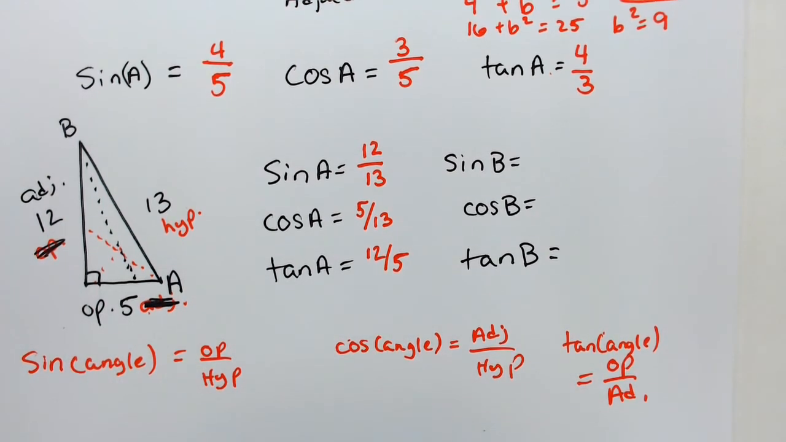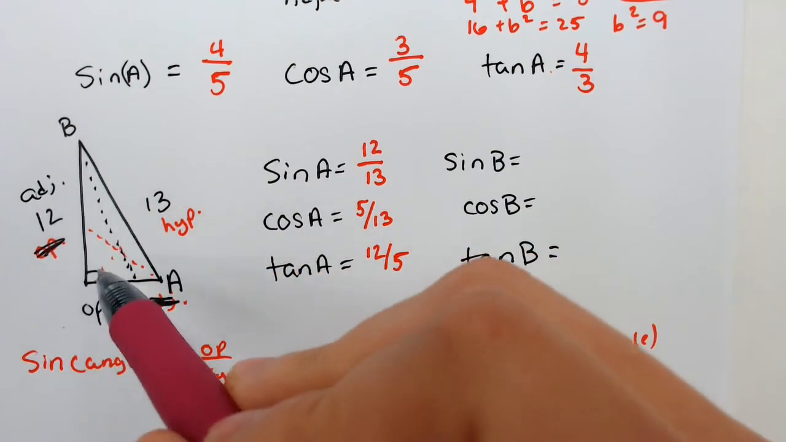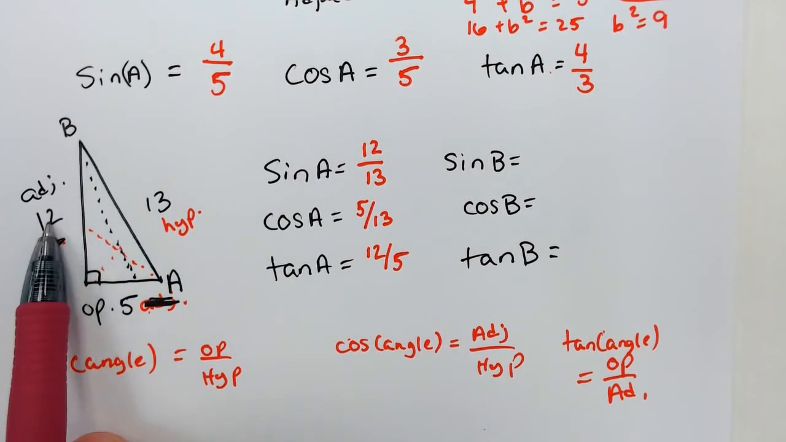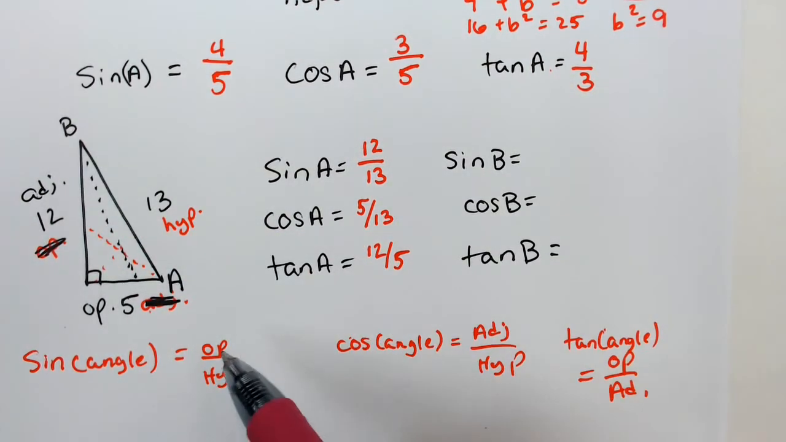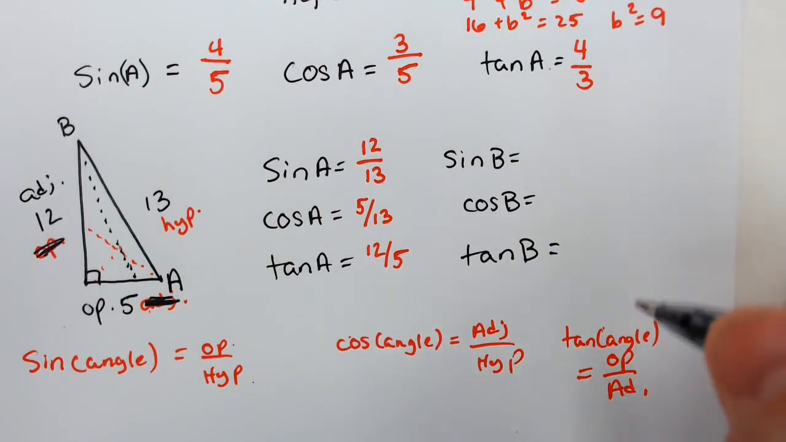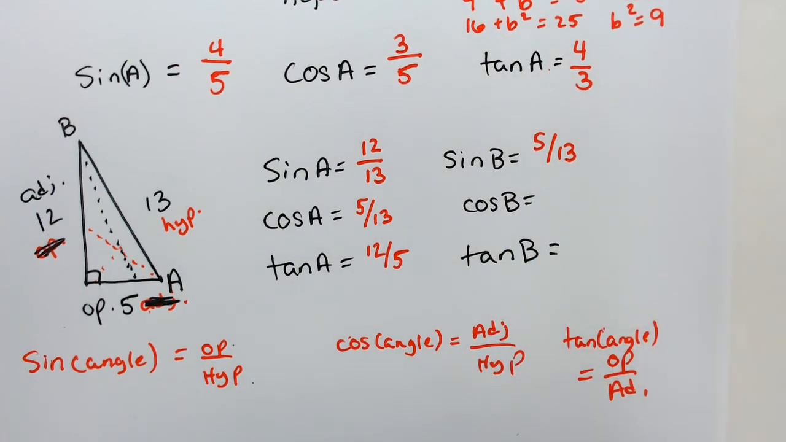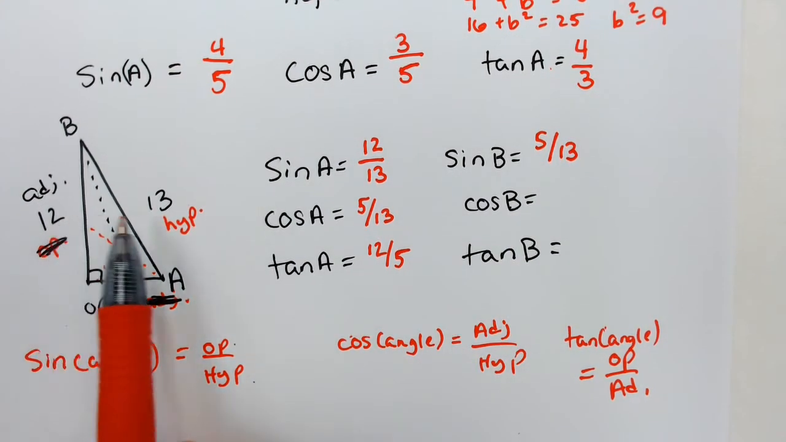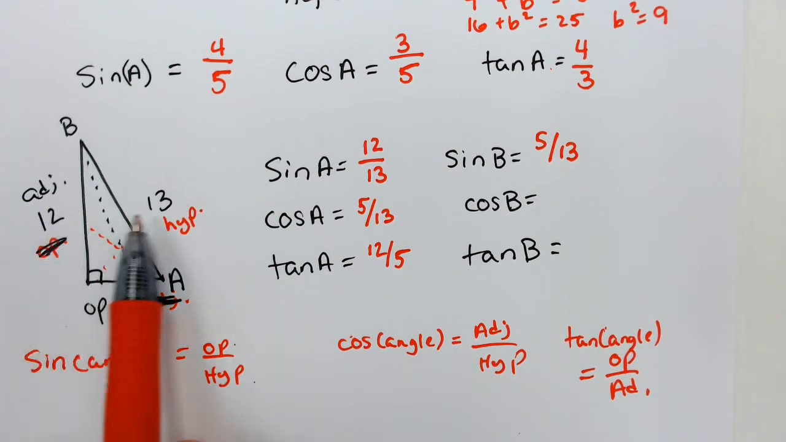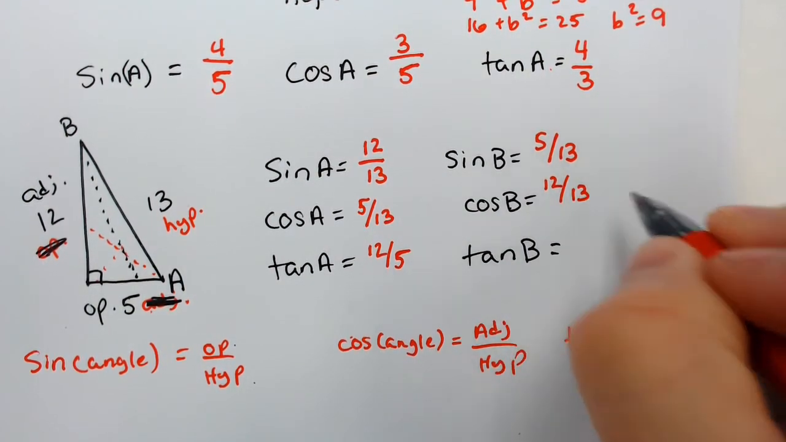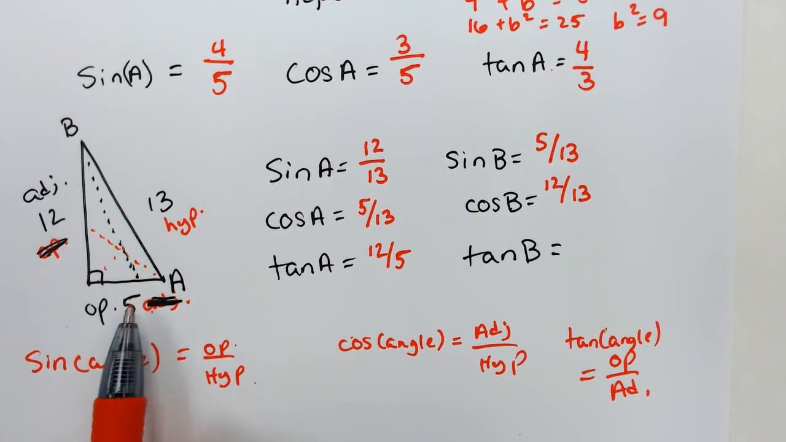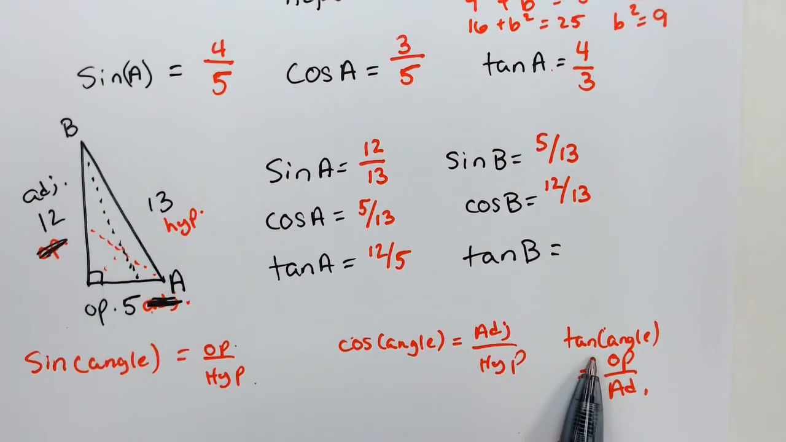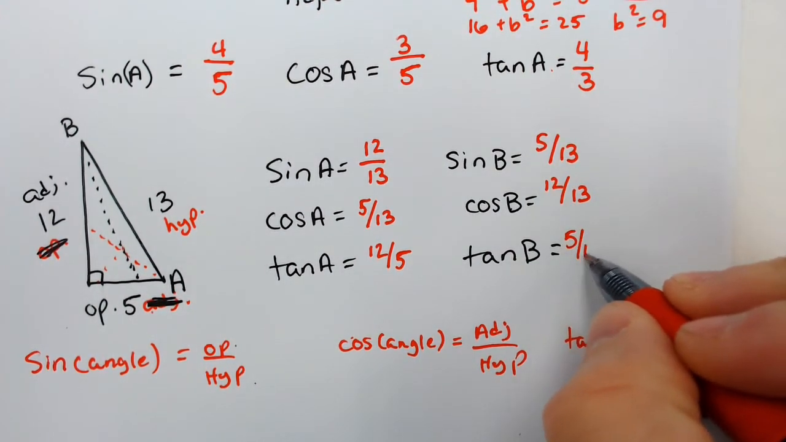With this, we do the same thing. We're going to fill in everything the same way we did before, but our opposite and adjacent had to switch because we switched what angle, which means the opposite side switched. So sine is opposite over hypotenuse. That is now going to be 5 over 13. Cosine is adjacent over hypotenuse, so it's now going to be 12 over 13. And tangent is opposite over adjacent, which is now 5 over 12.